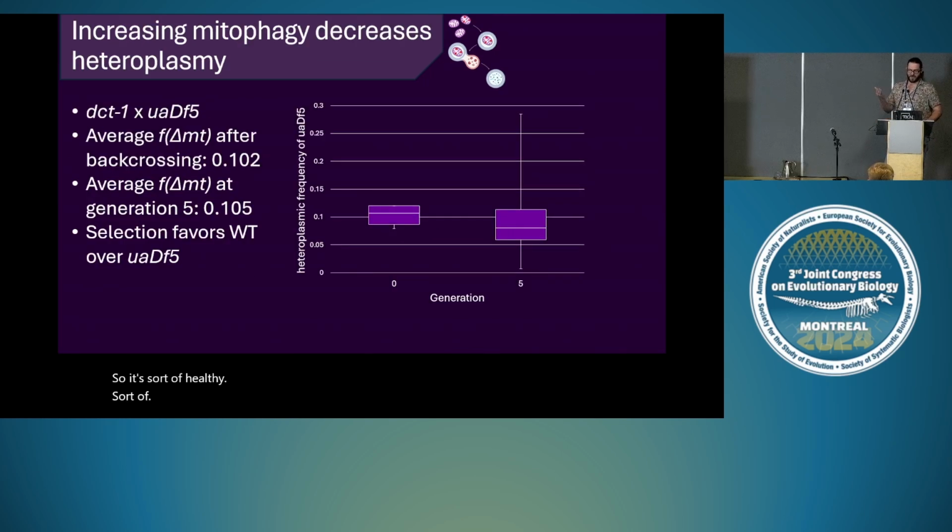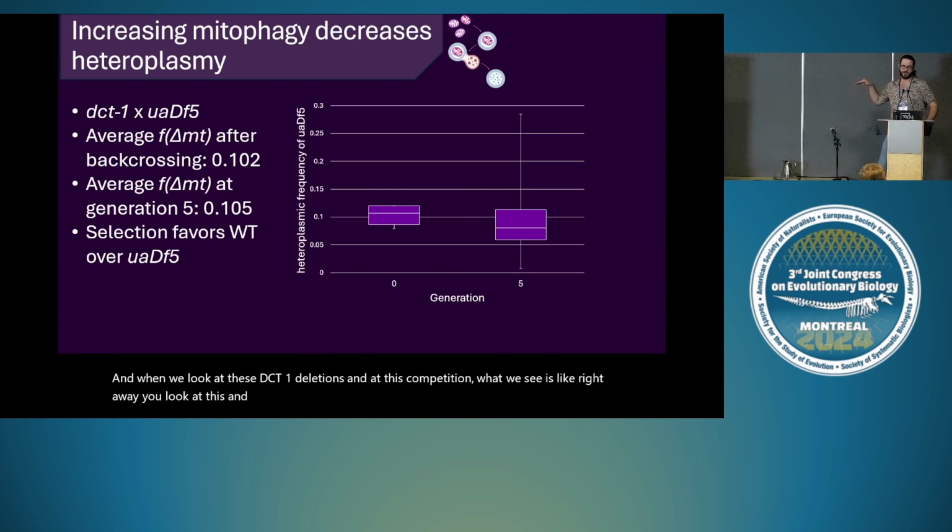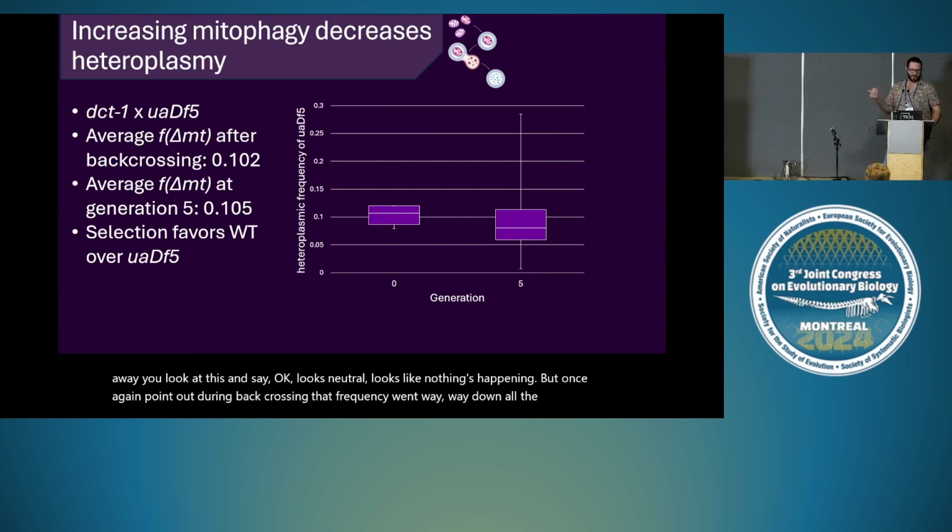And when we look at these DCT1 deletions and at this competition, right away you'd look at this and say, okay, looks neutral, looks like nothing's happening. But once again, point out, during backcrossing, that frequency went way, way down, all the way down to about 10%. And it stayed there throughout the whole competition.